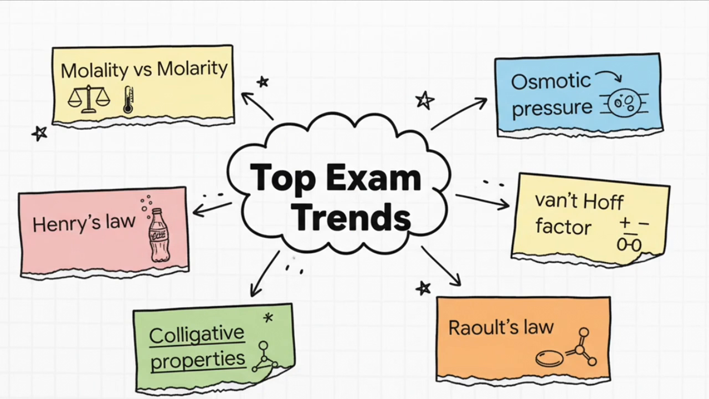And to wrap up, let's look at the top exam trends from the last few years. This is what you really need to focus on. That molality versus molarity debate? For sure. Henry's law, Raoult's law? Absolutely. And see osmotic pressure on that list? That's that fourth colligative property. And of course, nail those numericals for all the colligative properties and the Van't Hoff factor. This is your study guide right here.